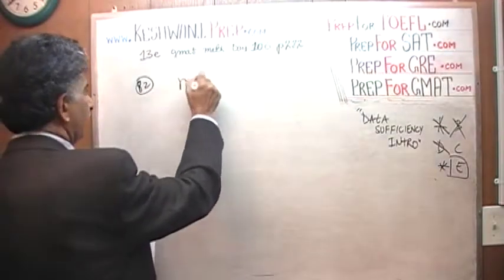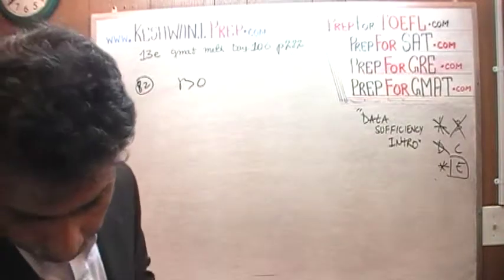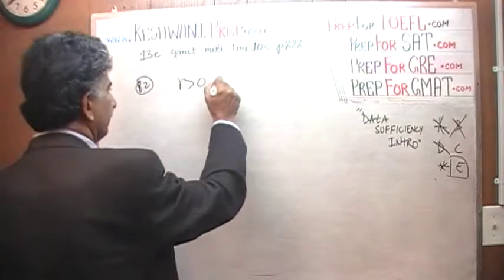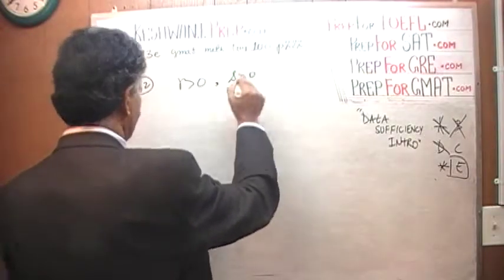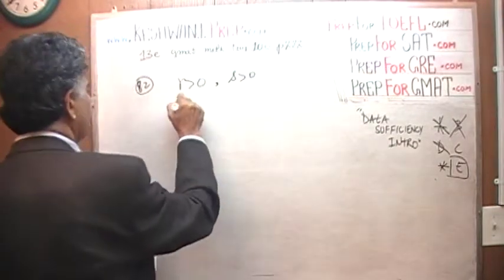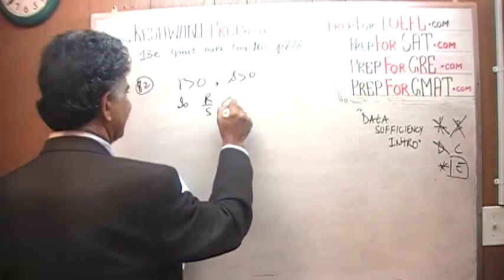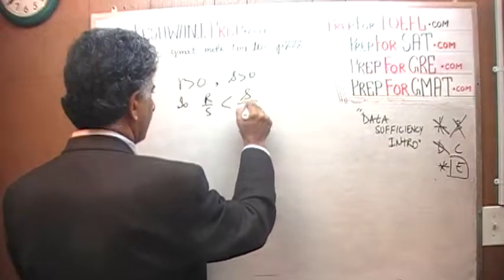It says R is positive. We are told in problem number 82 that R is positive, and we are told that S is positive, S is more than 0. And the question simply is: is R over S less than S over R?